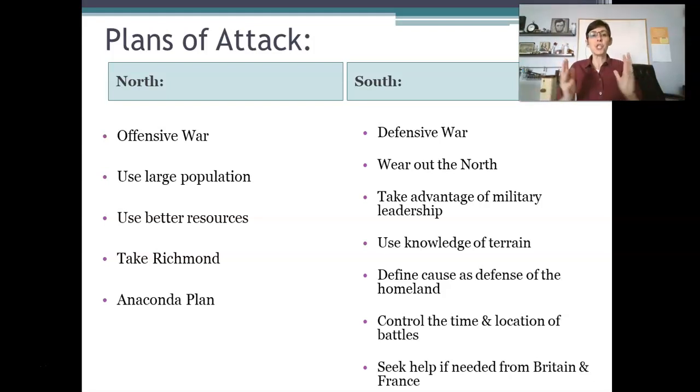If you can shift that propaganda to work for you, defending this cause as defense of the homeland is going to push more people to join the fight, but also to fight harder because they're defending what's theirs, right? If you can convince the rest of Southern society that the North is coming for you personally, then you'll get more buy-in.